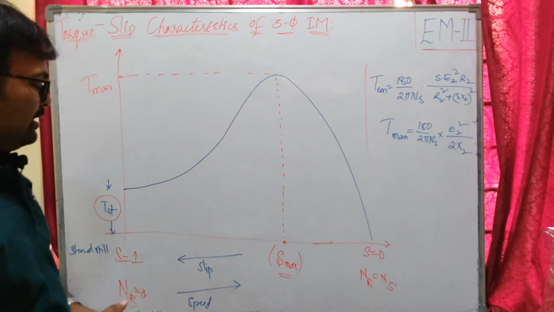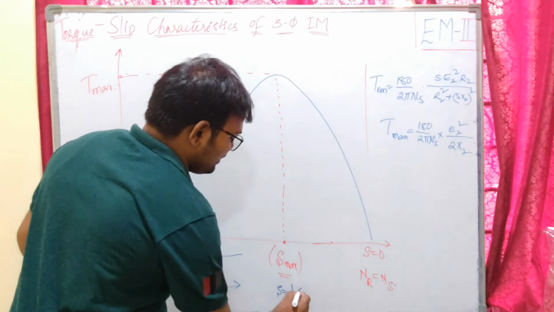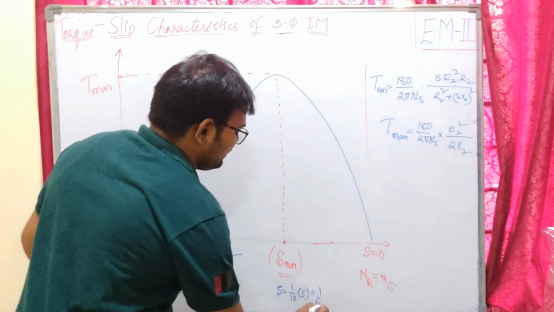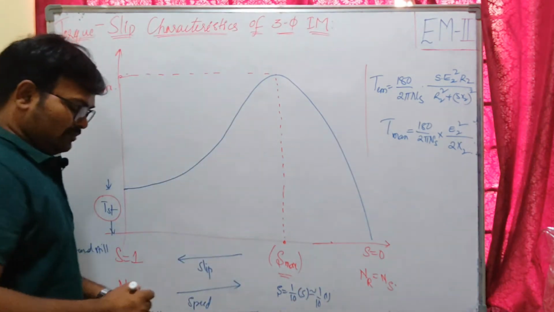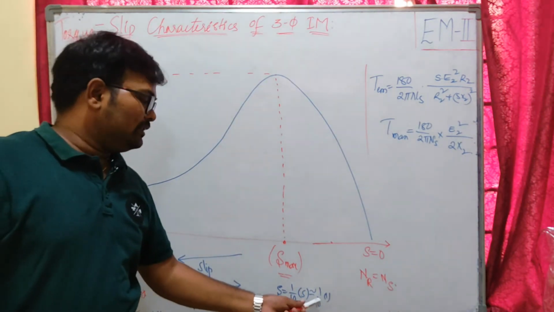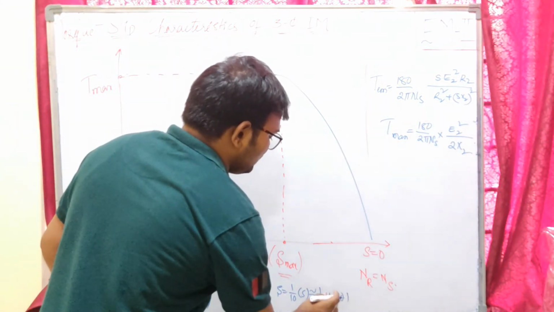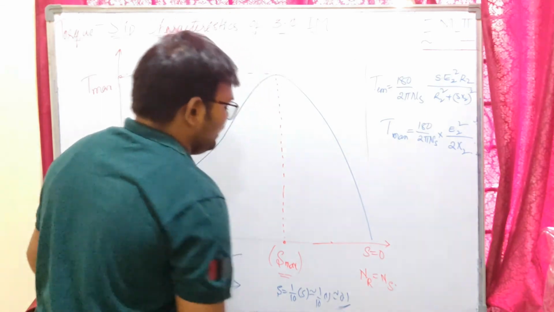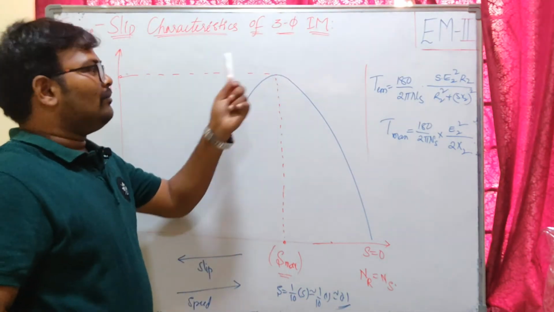Actually, the maximum slip value is nearly equal to 1 by 10th of our slip range, where the maximum slip value is 1, so that will be around 0.1. Around 0.1 of slip we will get our maximum torque condition.